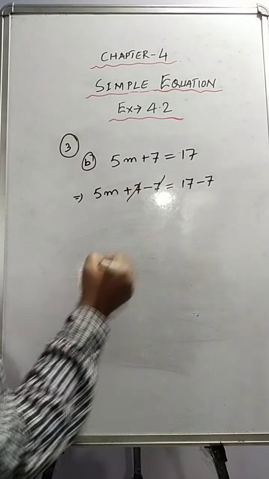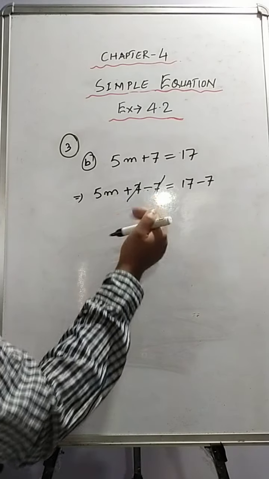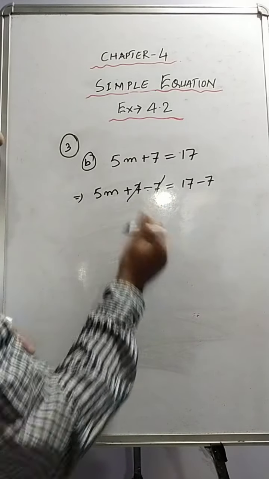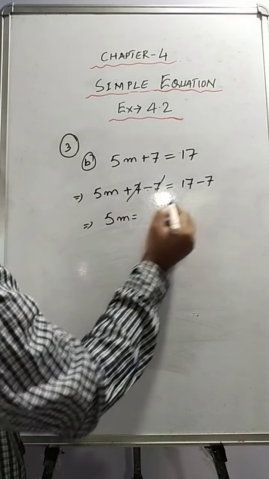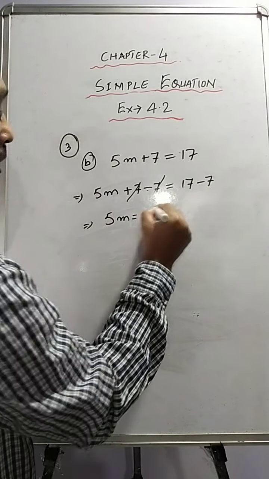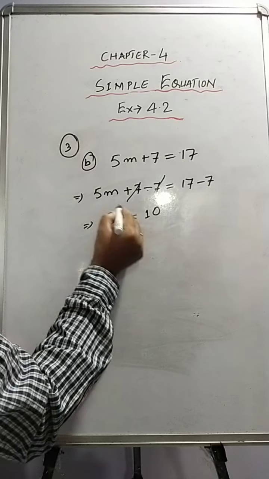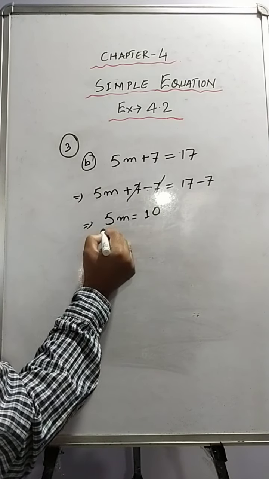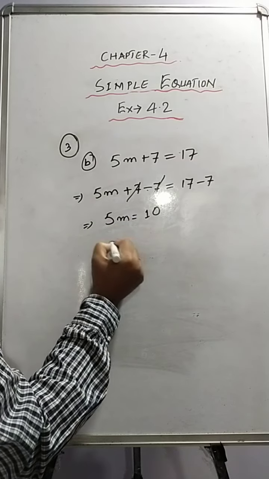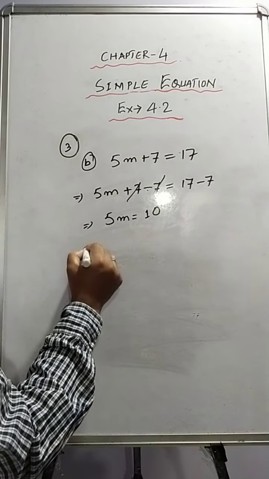So now this will be cancelled, because plus 7 minus 7 is 0. That is the reason I have cancelled it. So 5m is equal to 17 minus 7, which is 10. Now how to get the value of m? We have to remove this 5. And how to remove this 5? We have to divide this whole term by 5, isn't it? In that way only we can remove this 5.